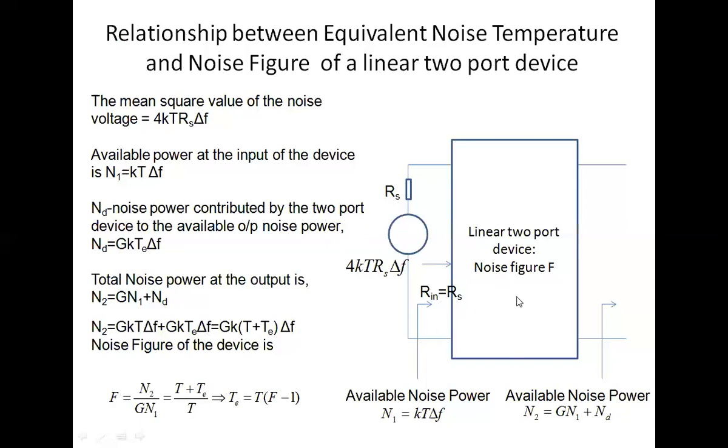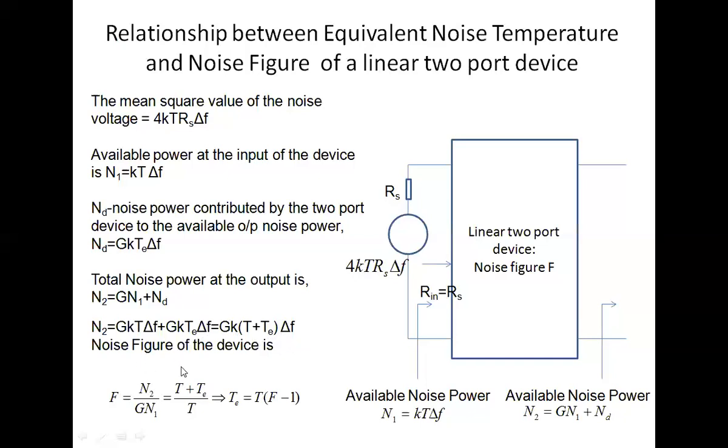Like I said, that is another measure of the noisiness of the device. So which are the two measures? One is noise figure, the other is equivalent noise temperature, defined by F and Te respectively. So here ND, the noise power due to the device, is equal to G k Te delta F. The same thing we are substituting here: G N1 plus ND, where ND is G k Te delta F. Taking common factors, we see that N2, the available noise power at the output of the linear two-port device, is given by G k into T plus Te, times delta F.